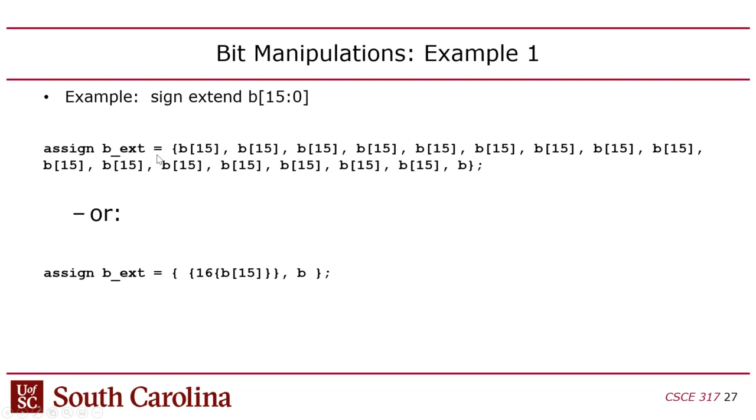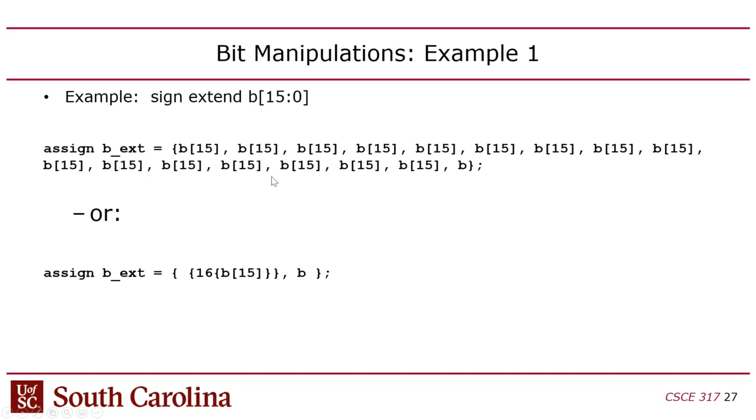Sign extending is when you have a 2's complement value, and you want to convert it from one bit width to another bit width that is wider than the original one. So in this case, I want to go from 16 bits to 32 bits. I need to figure out what those other 16 bits are in the output. The idea is I want to take the sign bit and duplicate that and use that to fill in the upper 16 bits of B extend.